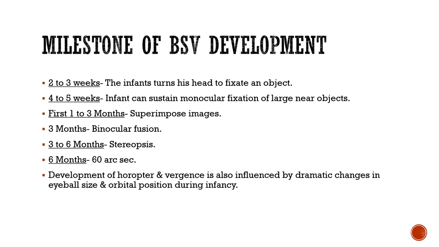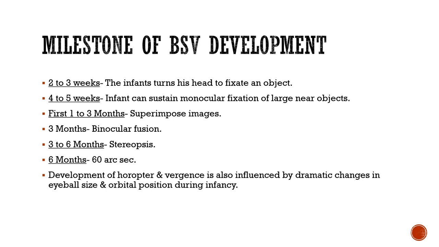As the child is born, it is born with vision, but it doesn't get stimulated. As the days and weeks go by, at the week of 2 to 3 weeks the infant starts to fixate on an object, and at the fourth and fifth week it can sustain binocular fixation, only for near objects.